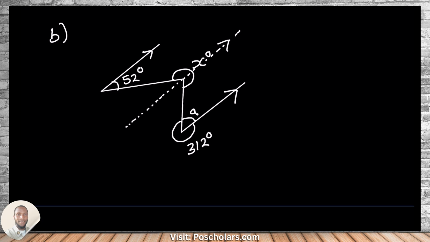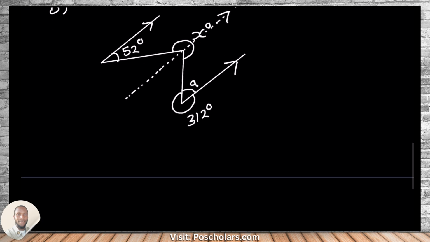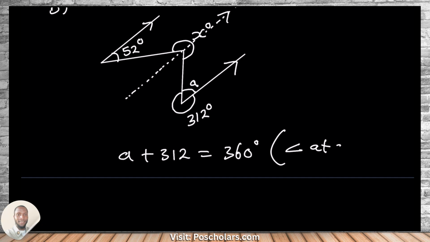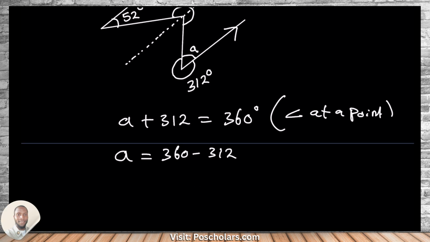Remember, the mission is to find angle X. But let's label this angle A first of all. So when we do that, we already know that A plus 312 must equal what? 360 degrees. And what's the reason? Angle at a point, right? So definitely A is equal to, when we solve straight away, 360 minus 312. And 360 minus 312 gives what? 48. That's A is equal to 48 degrees.